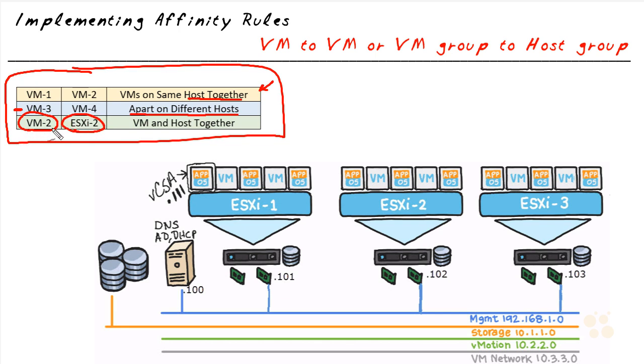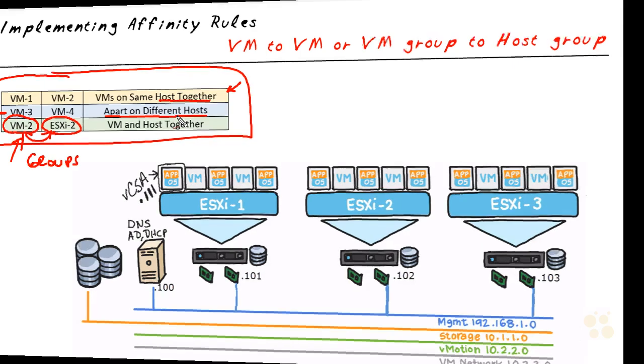And to do the VM to host relationship, we do have to make groups. So we're going to have to make a group of VMs. In this case, it'll just be one VM in the group. It'll be VM2. And we'll make a host group. It'll be one host, ESXi2. And then we'll set the affinity rule. And if any of our rules are in conflict with each other, the initial rule sticks and the new rule that has a conflict is disabled.